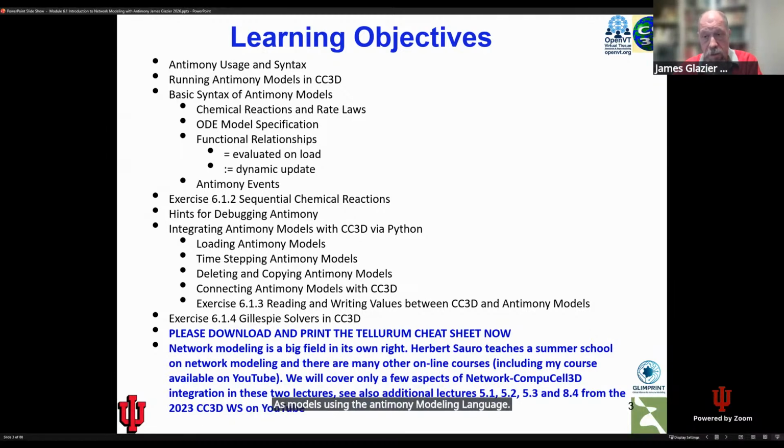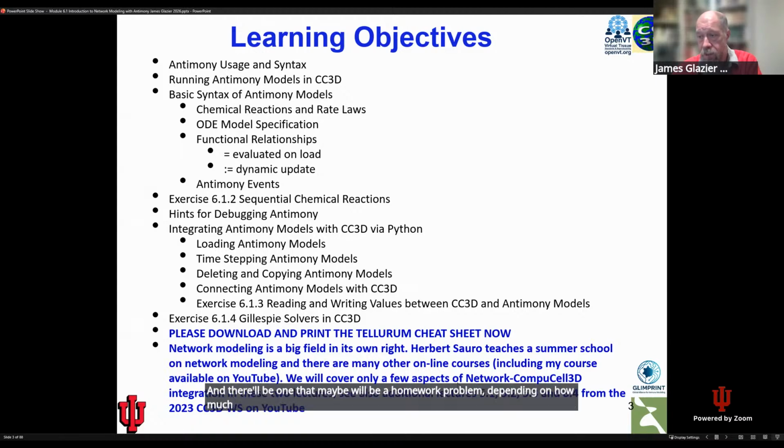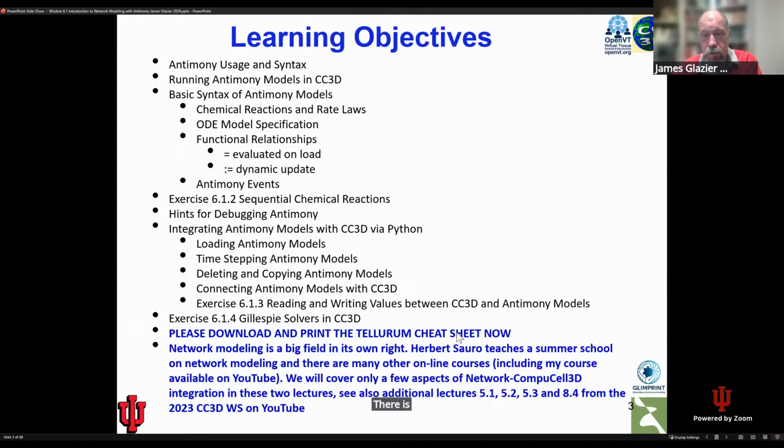And the reason we use antimony modeling language is it's very, very simple. You can learn it in 5 minutes, and that's a big advantage compared to a lot of other methods. We'll do 1 or 2 simple examples, and there'll be one that maybe will be a homework problem, depending on how much time it takes. There is a tellurium cheat sheet. Hayden can put that link in the chat, which explains the syntax for antimony and tellurium.